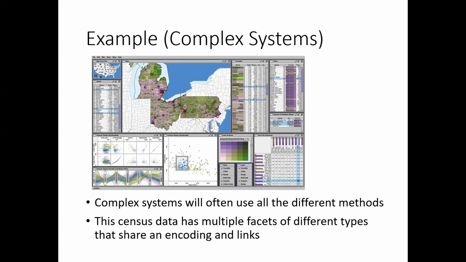Complex systems will often use different methods. And so here we have census data that uses many different views. In addition to the geographic information that we see in the center left, the demographic information for each county includes population density, genders, median age, percentage change since 1990, and proportions of major ethnic groups. So there are different multiple facets of different types that ensure coding and links. So when you highlight one thing, it changes the other codings.